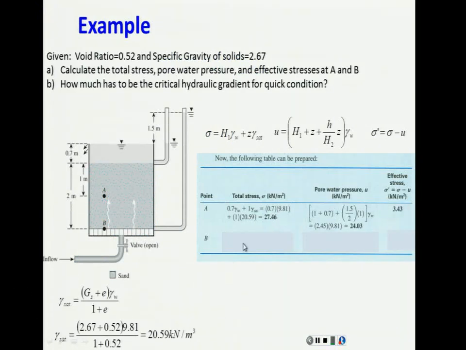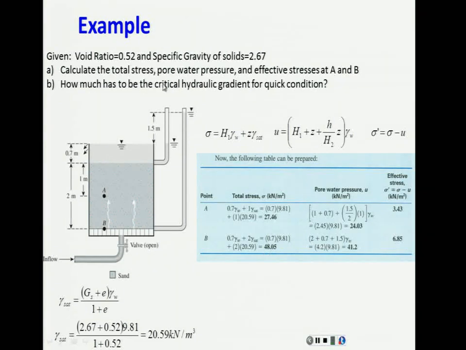And now you subtract this minus this, you get your effective stress. At point B, it's exactly the same. It's 0.7 gamma of the water plus 2 times gamma saturated. Now the pore water pressure at this point is basically 2 plus 0.7 plus this H, 1.5, multiplied by gamma of the water. And the effective stress is just this minus this equal that.